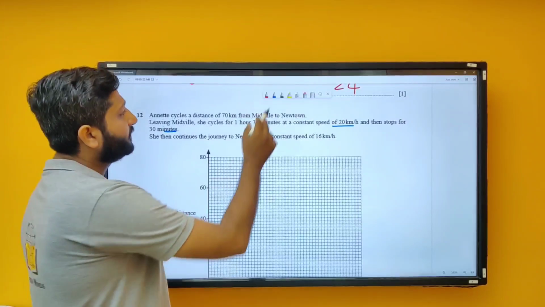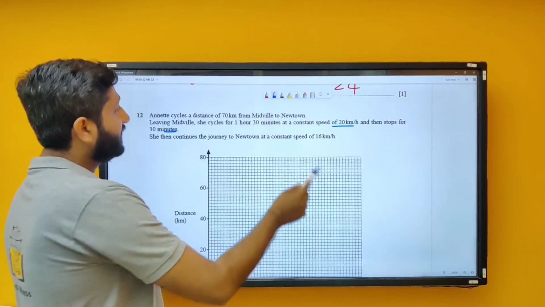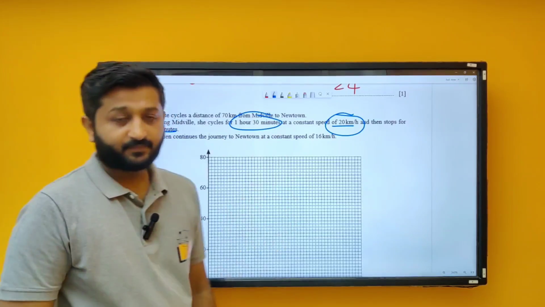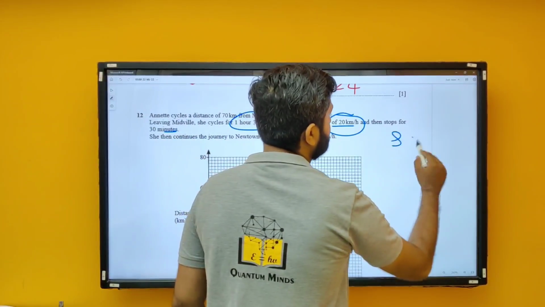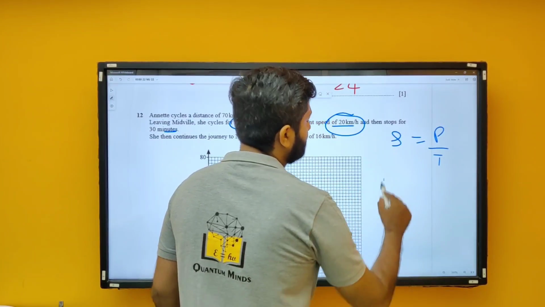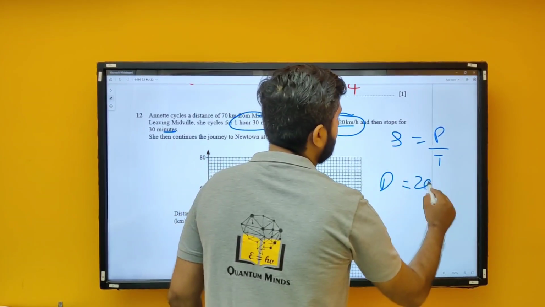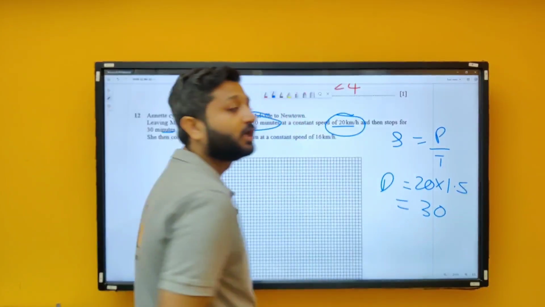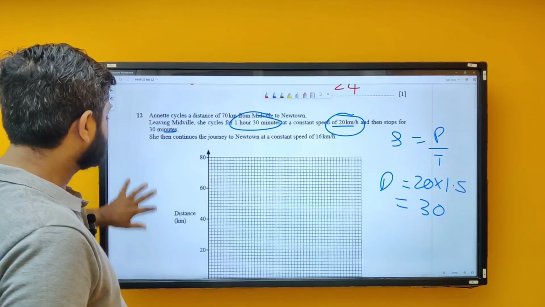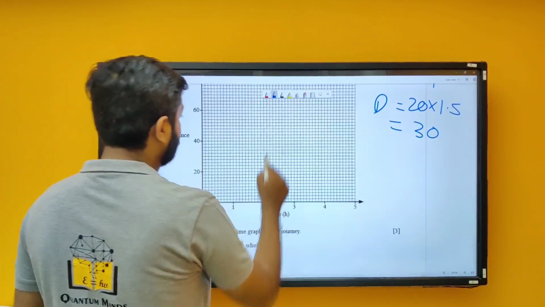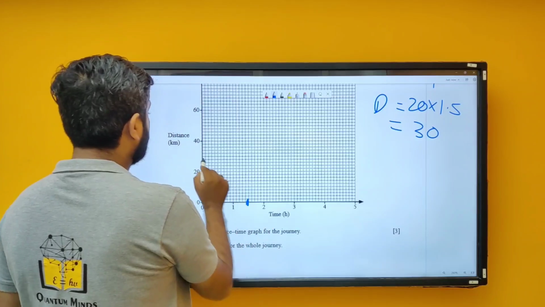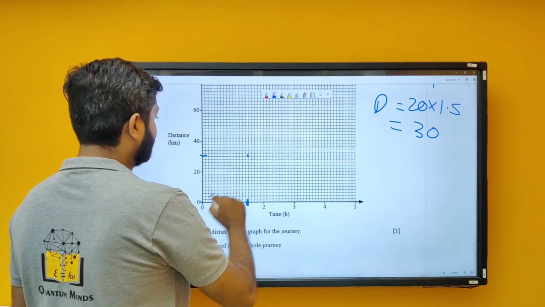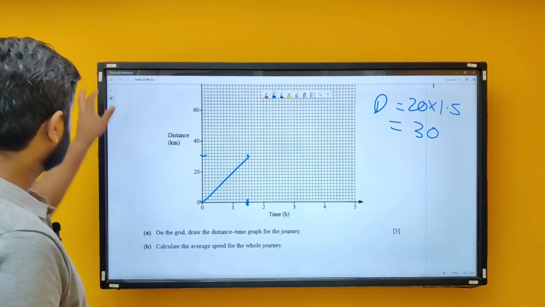Okay, so guys, we know that she is traveling at a speed of 20 km per hour for 1.5 hours. We know speed is distance upon time, so the distance traveled will be speed into time. Time is 1.5, and 20 into 1.5 is 30 km. It means for the first 1.5 hours she'll have traveled 30 kilometers. So at 1.5, 30, I have to draw a straight line somewhere like this.